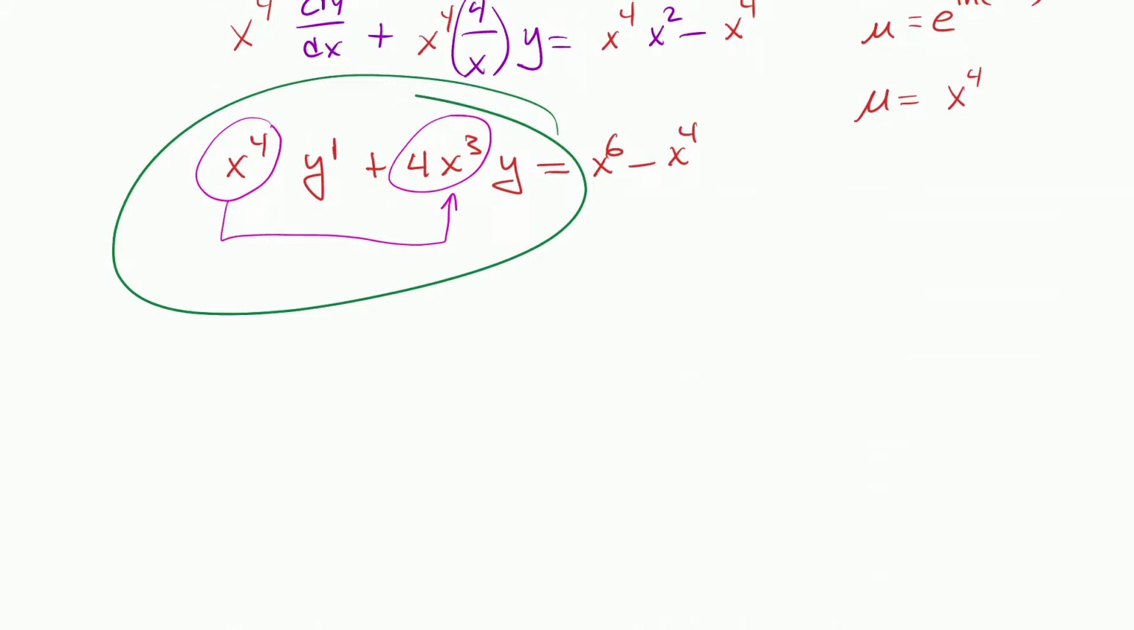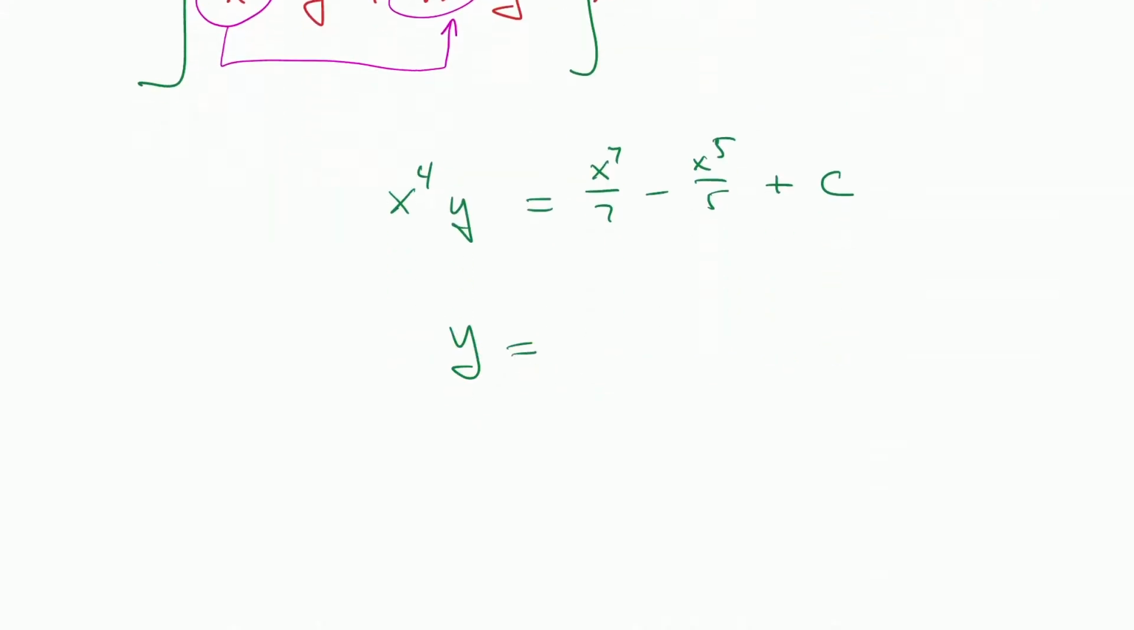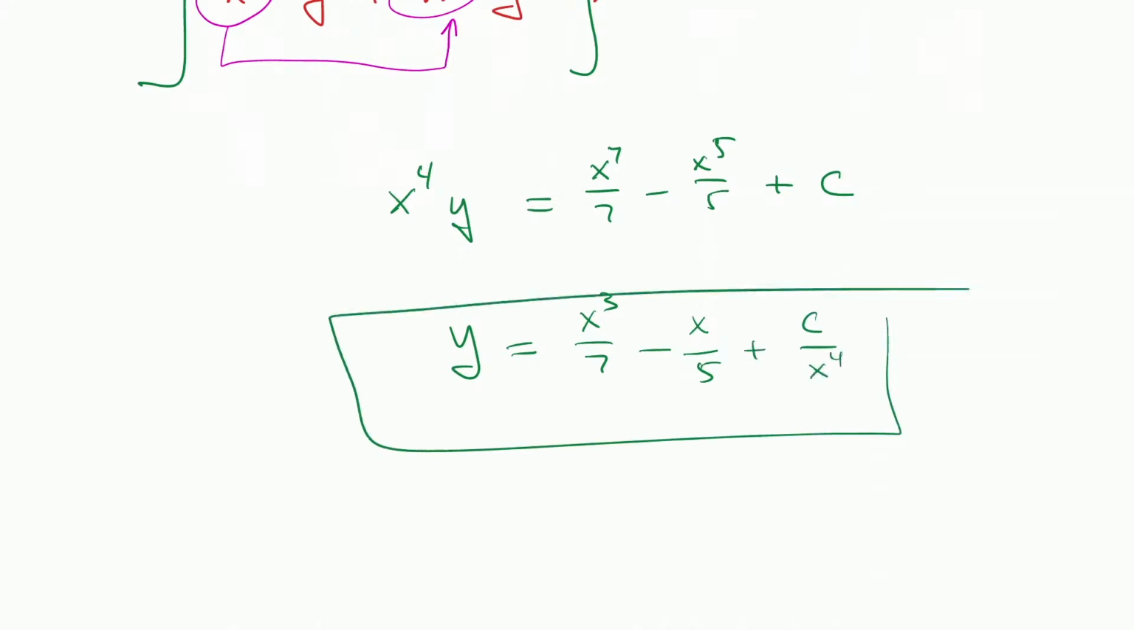But now that you see that, all we have to do now is integrate both sides with respect to x. And when you integrate the left side with respect to x, we just get x to the fourth y. The right side, x to the seventh over 7 minus x to the fifth over 5 plus the constant of integration. And now let's just clean things up. y is equal to x to the third over 7 minus x to the first over 5 plus c over x to the fourth. Done. Oh, was this an initial condition? Which one was this?